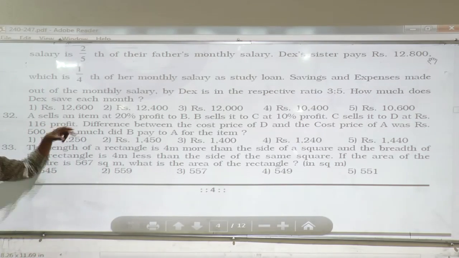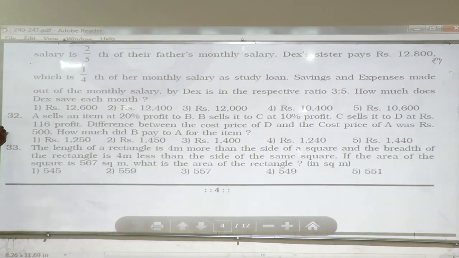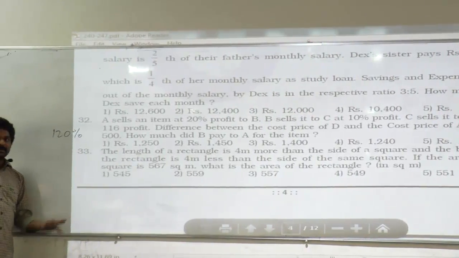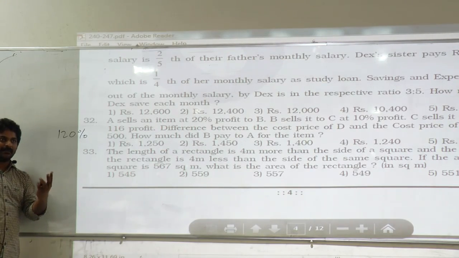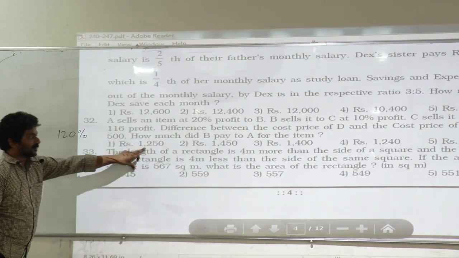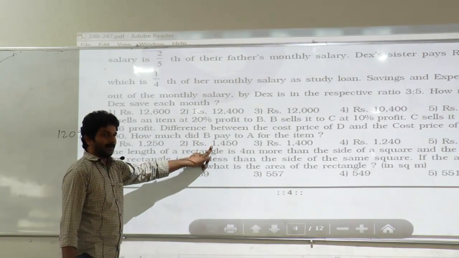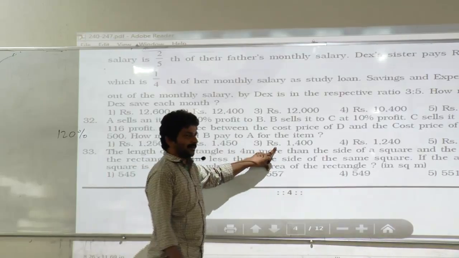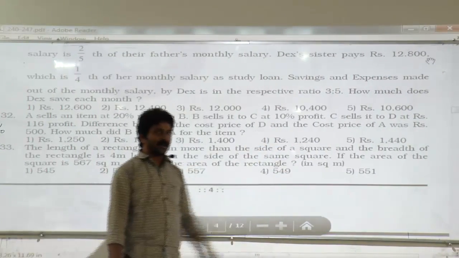A sells it to B at a profit of 20%. So B will pay 120%. And you are asked to calculate 120%. Yes or no? 120% should be a multiple of 12. A multiple of 12 is a multiple of 4 and a multiple of 3. Is your first option a multiple of 3? This cannot be your answer. Is this a multiple of 3? No. Is this a multiple of 3? No. Is your fourth option a multiple of 3? No. Fifth option should be your answer.